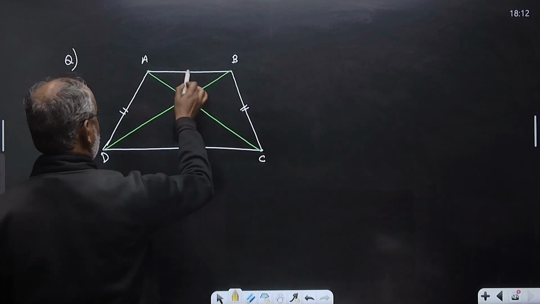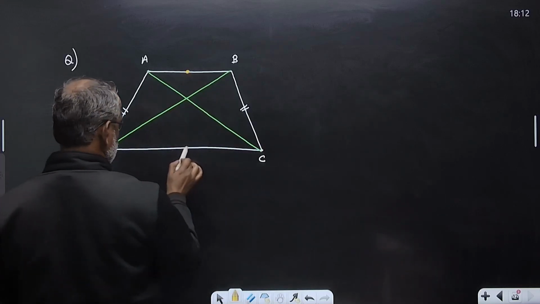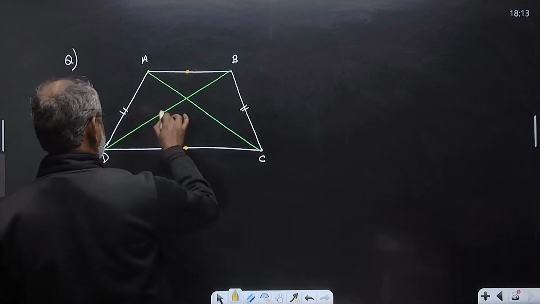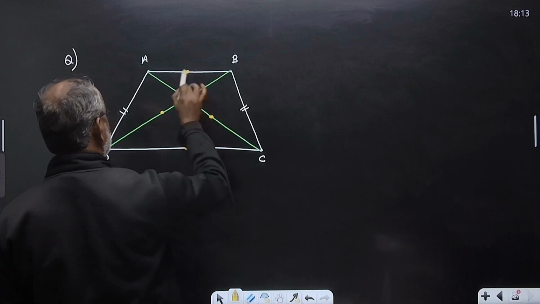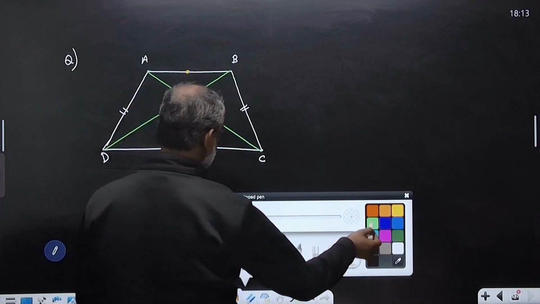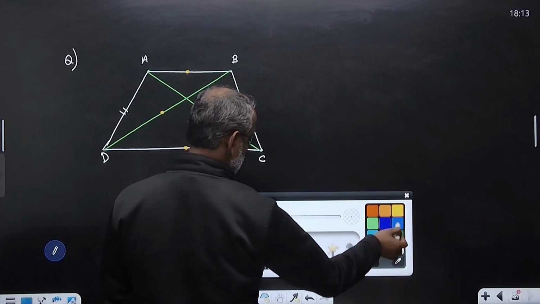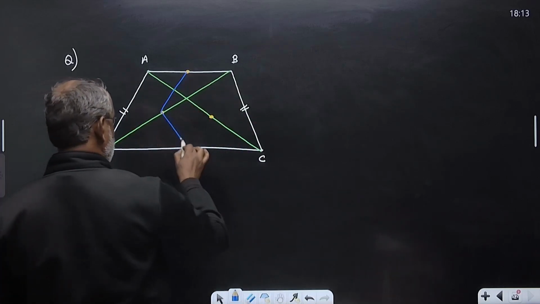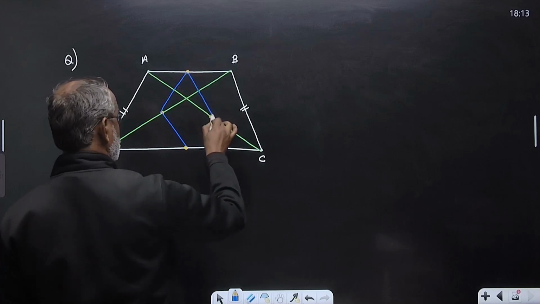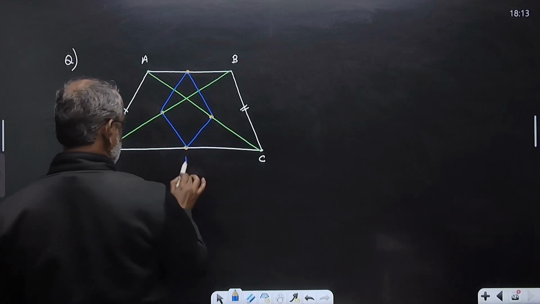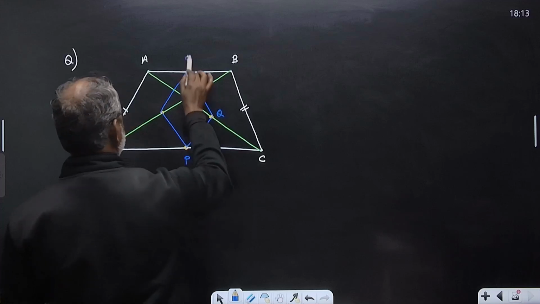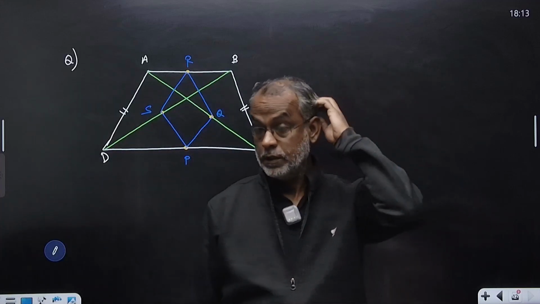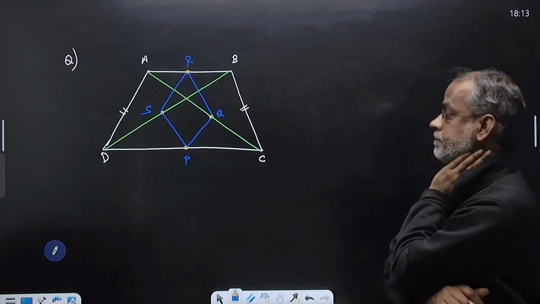Now if we take midpoints of the diagonals and parallel sides, and join this, what is PQRS? Parallelogram or rhombus, rectangle, what will it be?